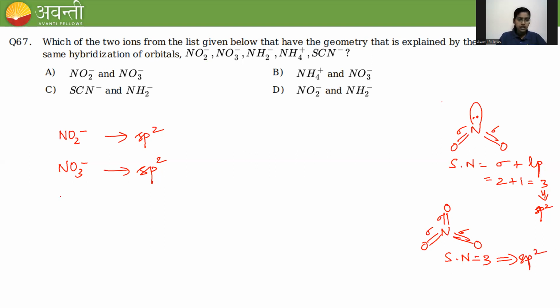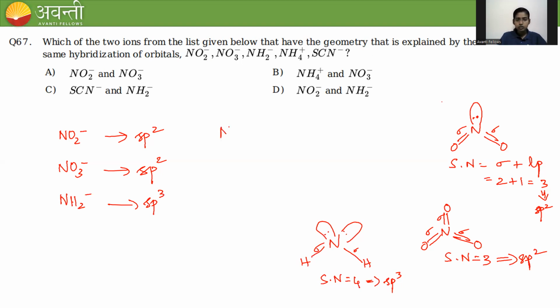Then coming to NH2 minus, the hybridization will be sp3 for it. NH2 minus: 5 valence electrons plus 1, so totally 6. So we have 2 sigma bonds and 2 lone pairs. So the steric number will be 4. If it is 4, 4 orbitals are mixing. So it is sp3. Okay.